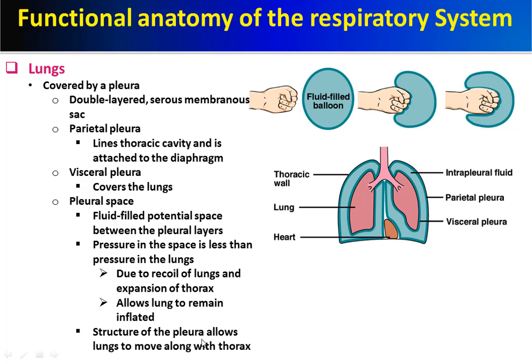So the structure of the pleura allows the lungs to move along with the thorax, because the parietal pleura is attached to the diaphragm and also lines the chest cage, and this is the visceral pleura. So if the chest cage expands, the lungs will also expand. Still, air has not gone in yet.